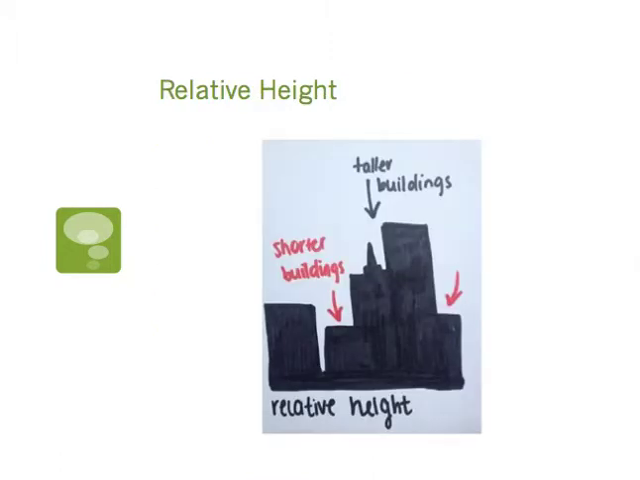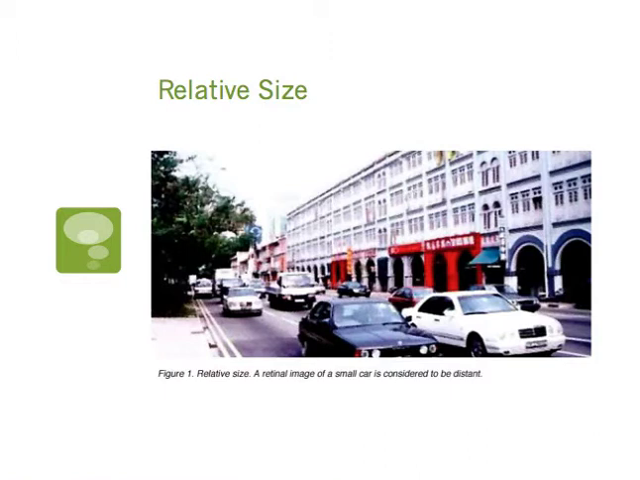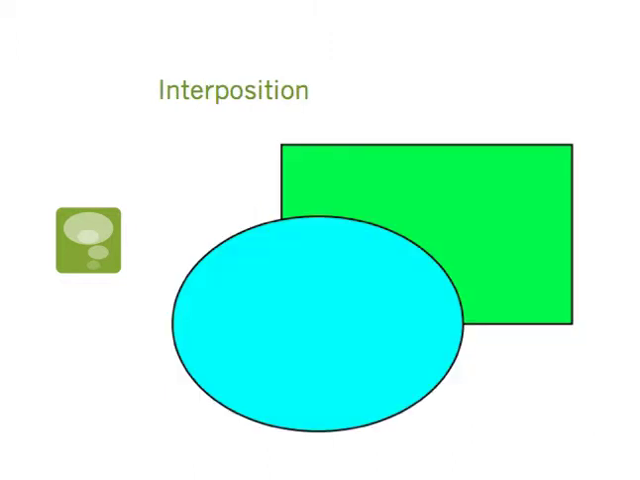Relative height states that we perceive objects higher in our field of vision as farther away. Relative size states that if we assume 2 objects are similar in size, most people perceive the one that casts the smaller retinal image as farther away. This can be seen in the picture with the cars. Interposition states that if one object partially blocks our view of another, we perceive it as closer.